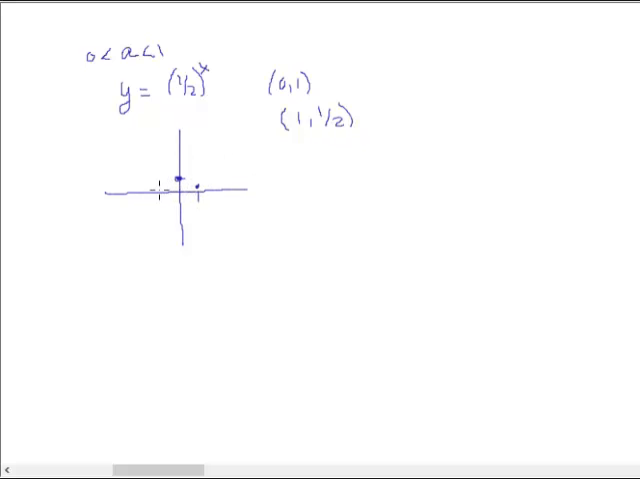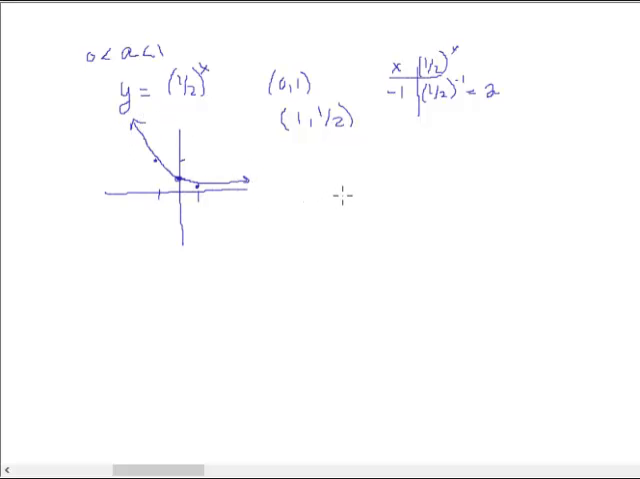I could plot another point. We could go ahead and plot -1. What happens when x is -1? So at -1, we would have what? (1/2)^(-1), which would be, this would flip, right? This would just be 2. So (-1, 2) would be on the graph. So this will look about like this.